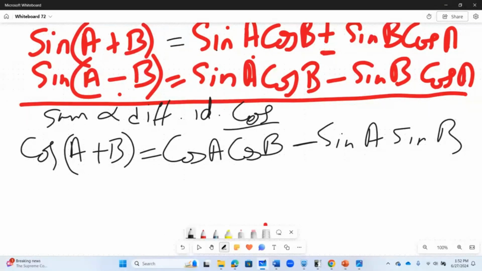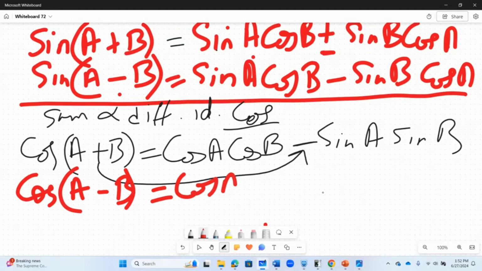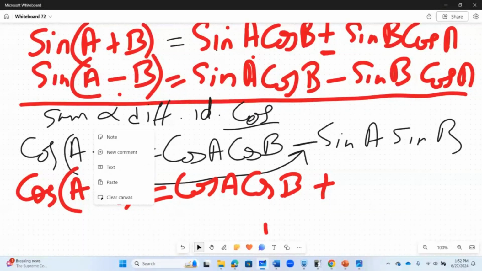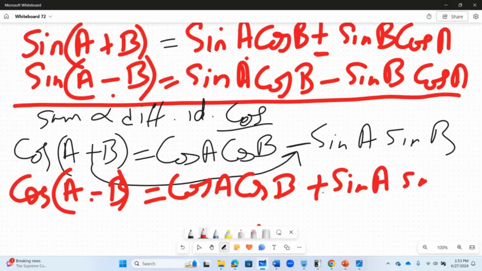Everybody look, I want to emphasize this so that you will know. Don't forget that when it is plus for cosine, it is minus here. It's very important. Now, if I have cosine of A minus B, then I will have cosine A cos B plus, so when it is minus here, it is plus here, sine A sine B.